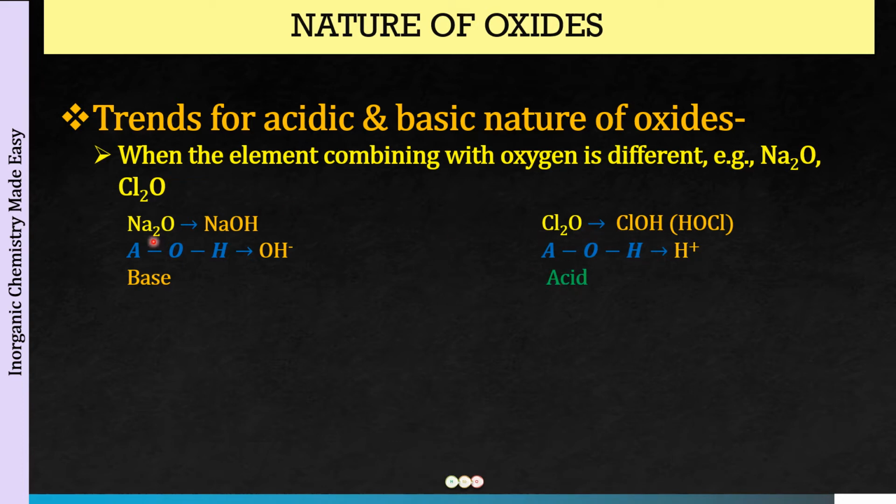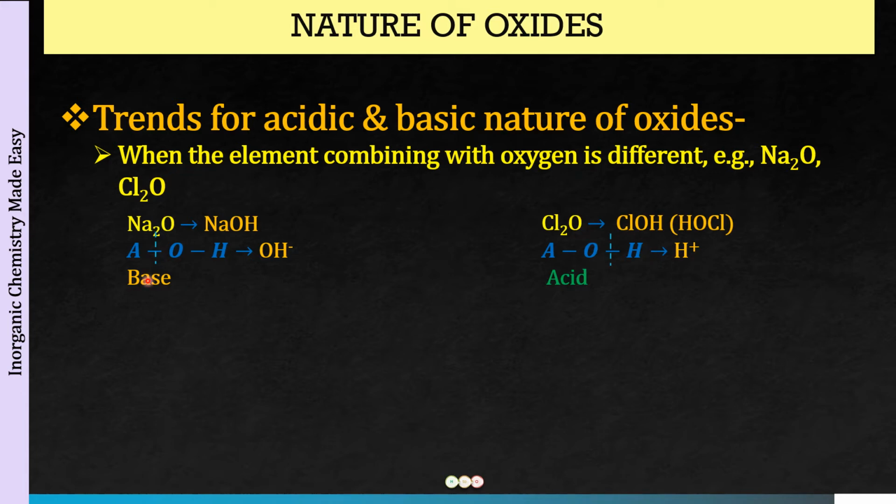Now why is it a base? Because it releases OH ions. Why is this an acid? Because it releases H positive ions. But now the question is, why is this releasing OH ions and why is this releasing H ions? The reason is that here the bond between A and O is breaking off, and in the acid the bond between oxygen and hydrogen is breaking off. Now the next question is, why is the bond between A and O breaking and why is the bond breaking between O and H?